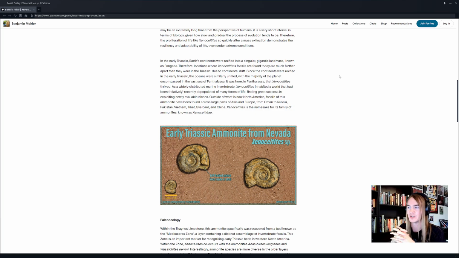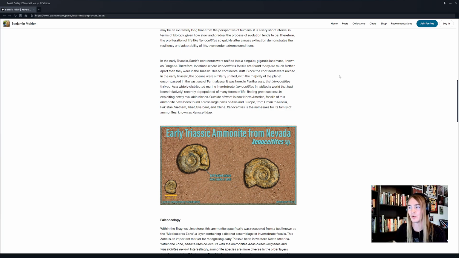Therefore, locations where Xenoceltites fossils are found today are much further apart than they were in the Triassic due to continental drift. Since the continents were unified in the early Triassic, the oceans were similarly unified, with the majority of the planet encompassed in the vast sea of Panthalassa. It was here, in Panthalassa, that Xenoceltites thrived. As a widely distributed marine invertebrate, Xenoceltites inhabited a world that had been relatively recently depopulated of many forms of life, finding great success in exploiting newly available niches.